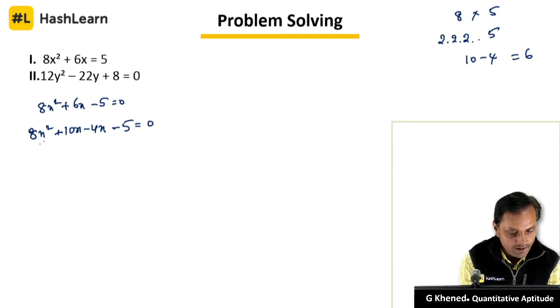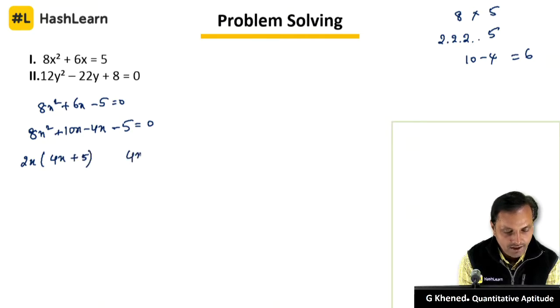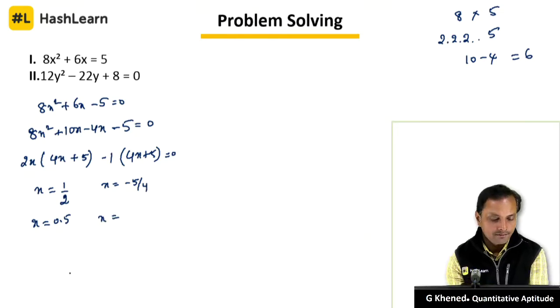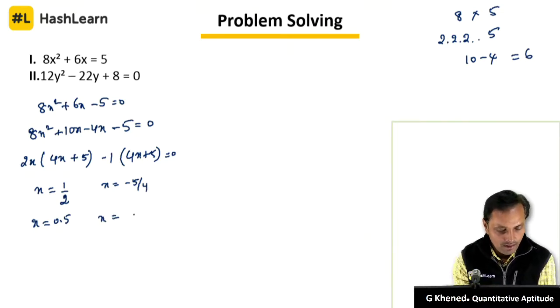If you simplify here, what is common? 2x is common, (4x plus 5)(2x minus 1) will give you minus 1. So x is 1 by 2, x is 0.5, x is minus 5 by 4, which is minus 1.25.